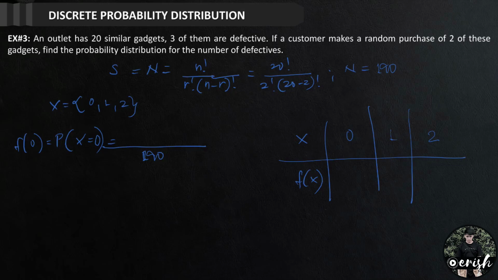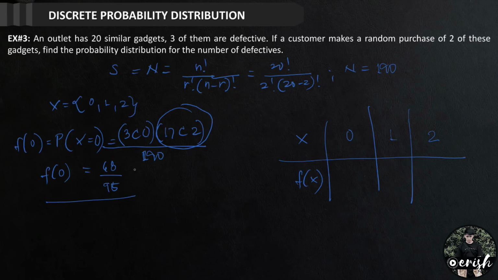And sa f of 0, meaning 0, wala tayong mapipili na defective. Dalawang selection na pipiliin natin and puro 0, we have, again, combination pa din. This is 3C0, 0 ang mapipili out of the 3 defective gadgets. And the rest, meron pa tayong 17 na hindi defective. This is 17C2. Dalawang selection ang gagamitin natin dito. Wala tayong mapipili from the defective. Ibig sabihin, yung 2 ay mapipili natin dun sa hindi defective na gadget. So, f of 0 now is equal to 68 over 95. This is f of 0.